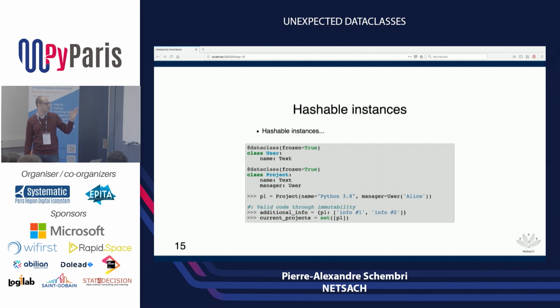So for example, we have a user, we have a project. We specify that it's frozen, so they are immutable. And once they are created, you can do a set of the current project, and you can use the instances as keys of dictionaries. So when you're creating some kind of complex data structure to help you process large amounts of data, it will be very nice to use your objects as keys to dictionaries.